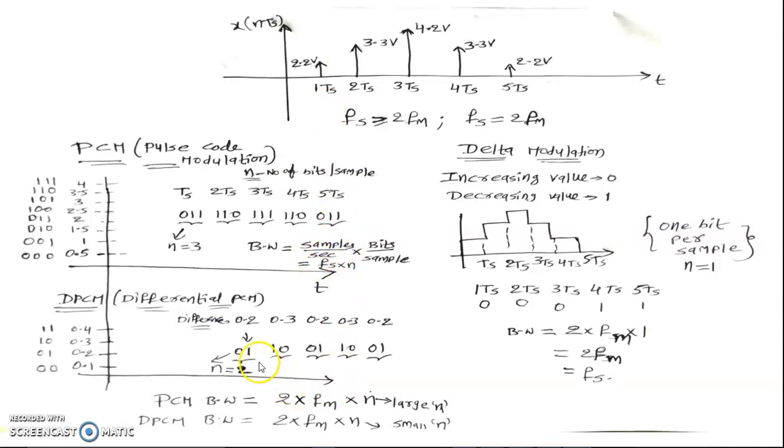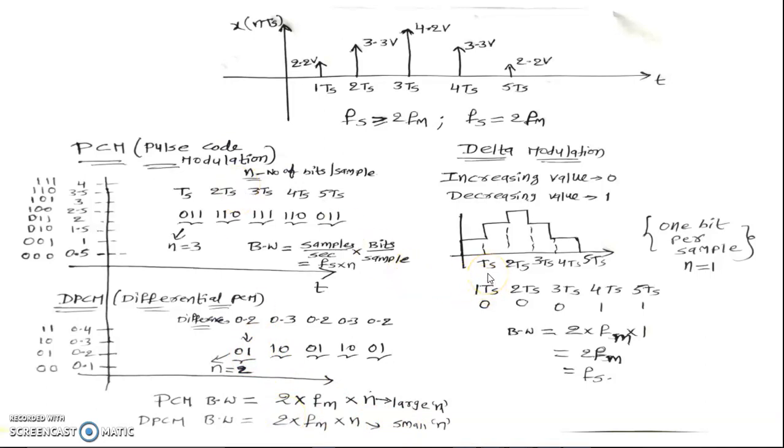And for DPCM also, the number of samples is the same. Total 5 samples are there. But for each sample we are using fewer bits than in PCM. The sampling frequency is 2 FM here also, and 2 FM here. But the number of bits n is large here, it is 3, while for DPCM n is small, only 2. So the bandwidth required for DPCM is lesser than for PCM.